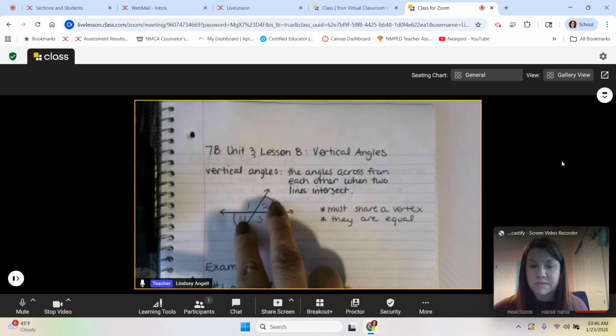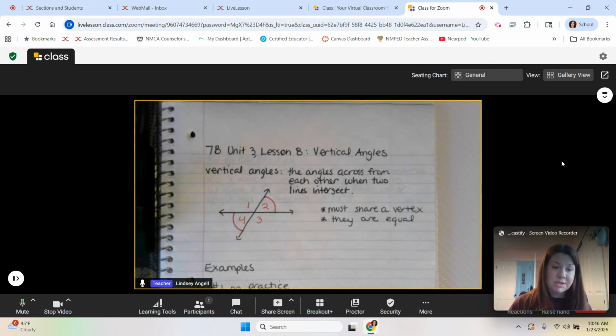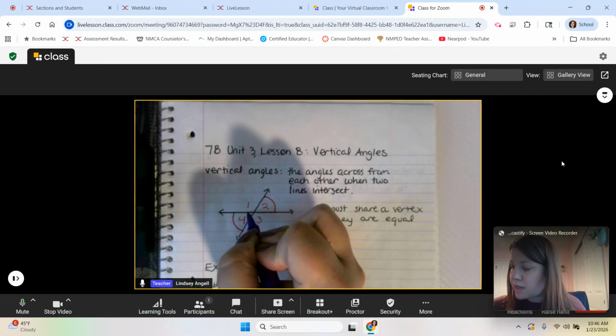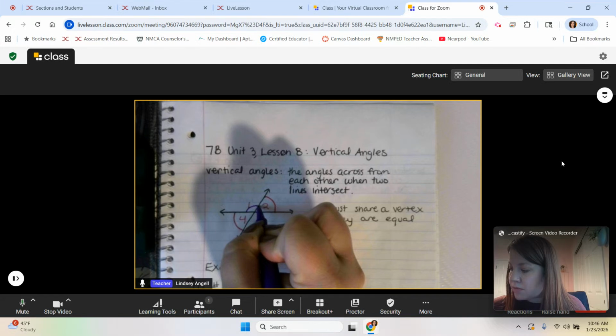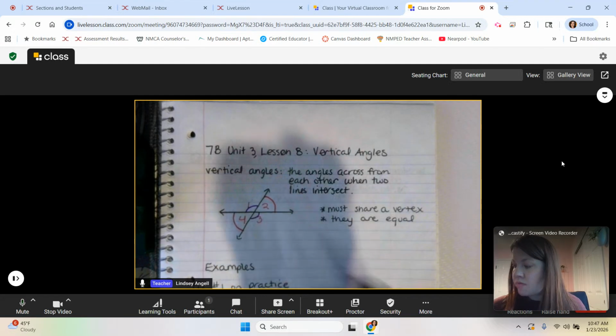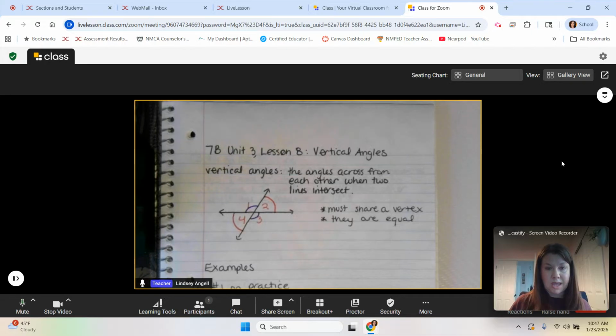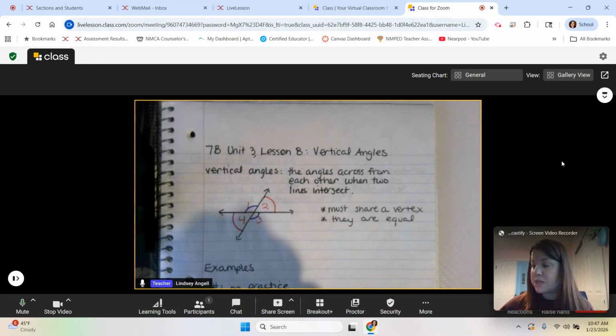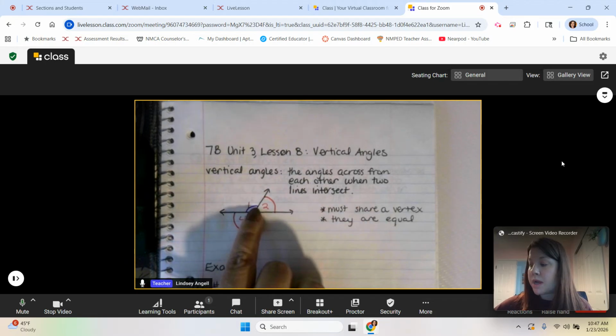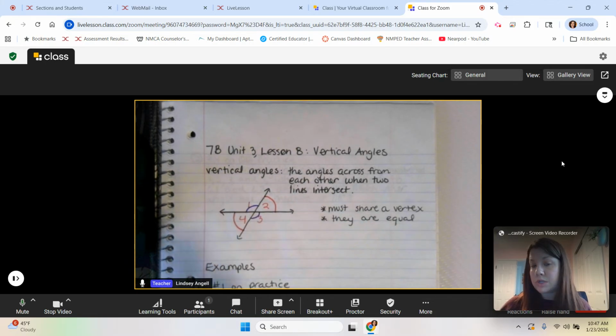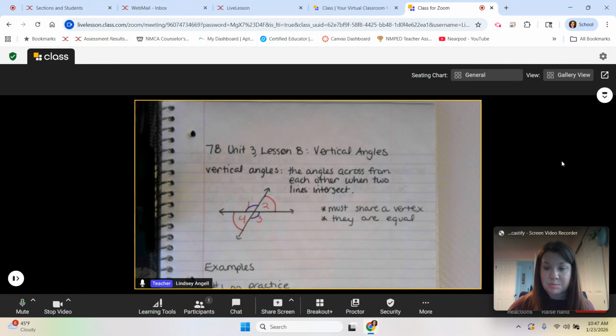They are the angles that are across from each other when two lines intersect. The same is true for 1 and 3. 1 and 3 are also vertical angles. So 2 and 4 are vertical, 1 and 3 are vertical. They share that vertex and they're equal. So 1 is equal to 3, 4 is equal to 2. We're going to practice that in the next few examples.